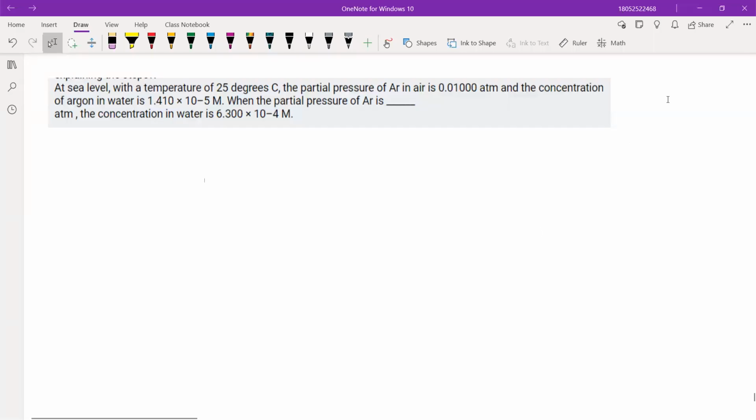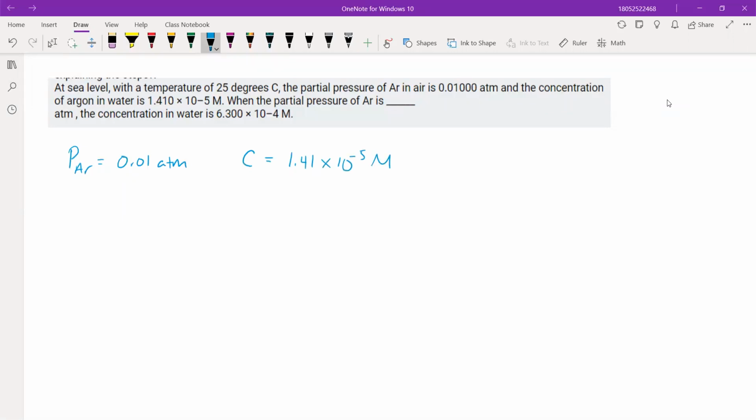All right, this is another question from one of the exams, from exam 2. And we have a Henry's Law question. So we have, at sea level, the given temperature, the partial pressure of argon. So what we would have is the pressure of argon being 0.01 atmospheres, and that gives a concentration, I'll just write C, of argon in water of this.